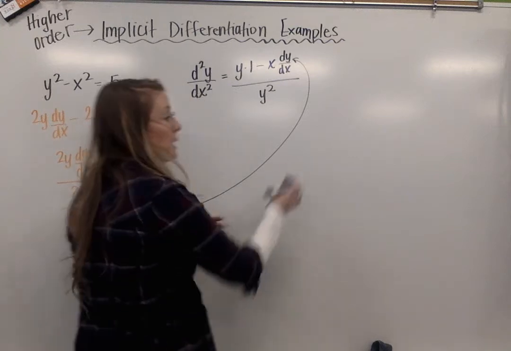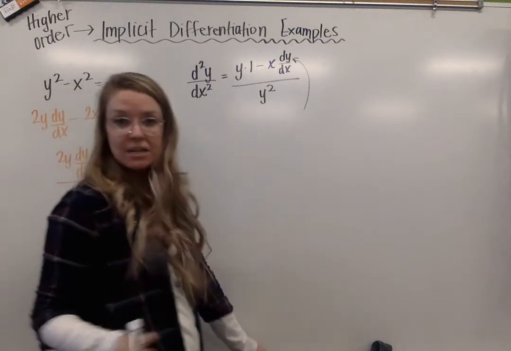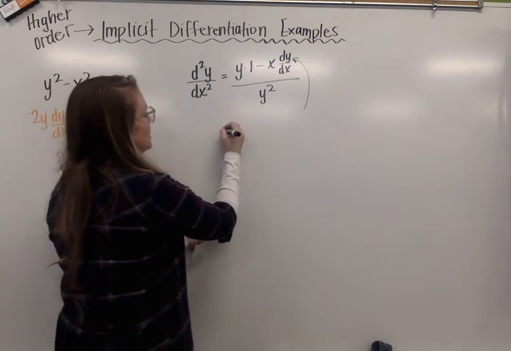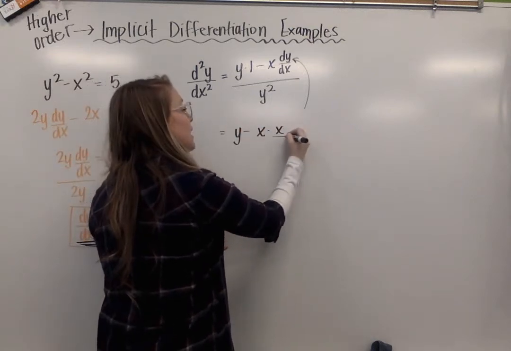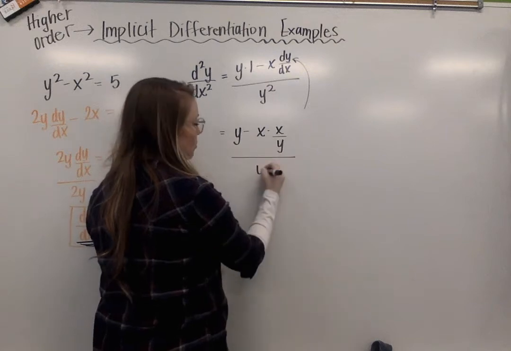So we can go ahead and take this and substitute it in. I'm going to erase that line now. But we get that idea, right? I'm going to plug it in. So this is going to give me y minus x times x over y, all over y squared.